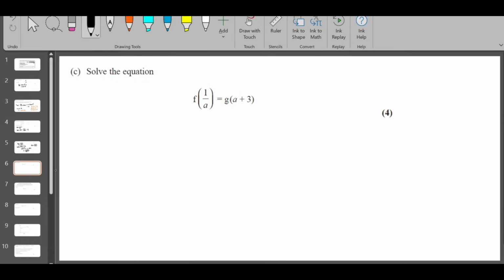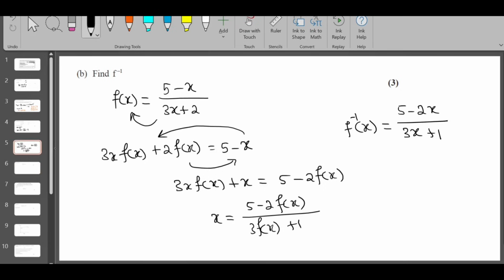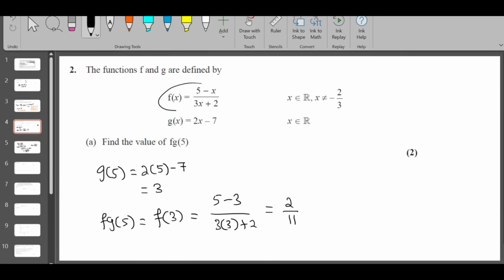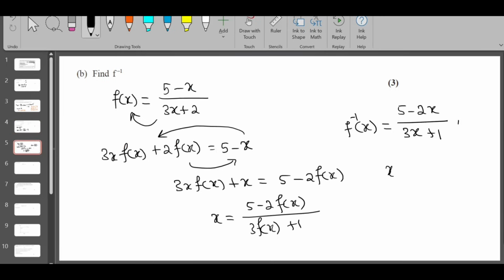Okay, before we move on to C, even though we calculated the f inverse, you still won't be given 3 marks because you have to find the domain. Even though it's not mentioned here, you have to find the domain of f inverse. Otherwise, you will lose a mark. So the domain of f inverse is the same as the range of f of x. Since x takes all the real numbers, x not equal to minus 2 over 3, because if you put minus 2 over 3, the denominator becomes 0. So here you can straight away write x belongs to R. In the denominator, x cannot be minus 1 over 3. So that's the domain. If you don't write this, you will lose a mark.